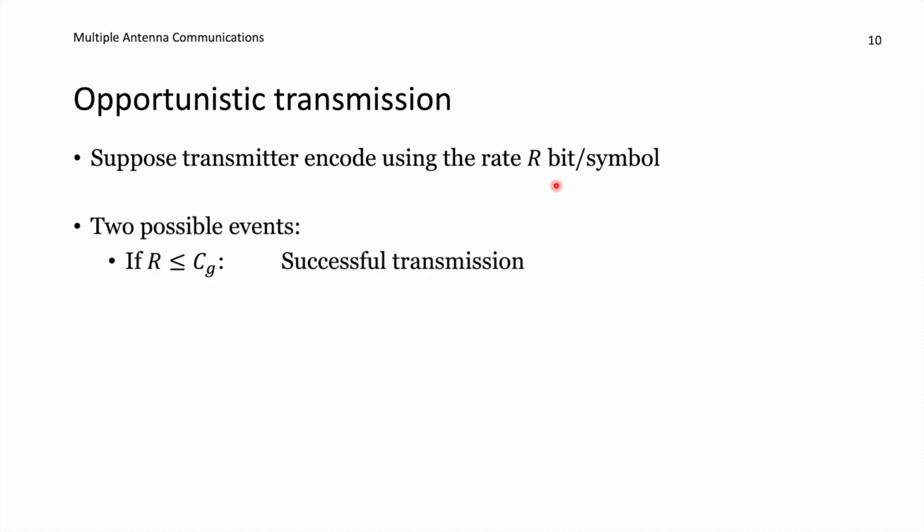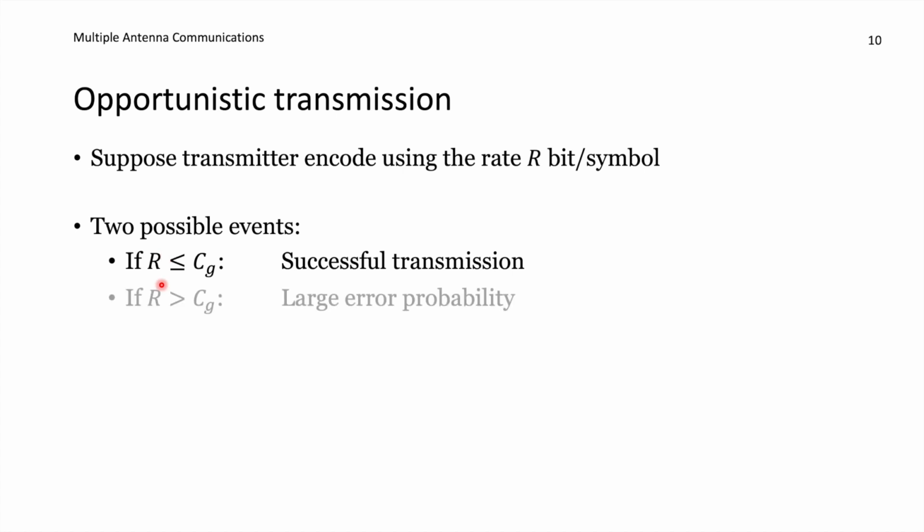Then there are two possible random events. One is that R, which is a constant, happens to be smaller than the capacity that we got for this random realization. And then we have a successful transmission, because if we can communicate at capacity C_g, we can communicate effectively at any rate lower than that as well.